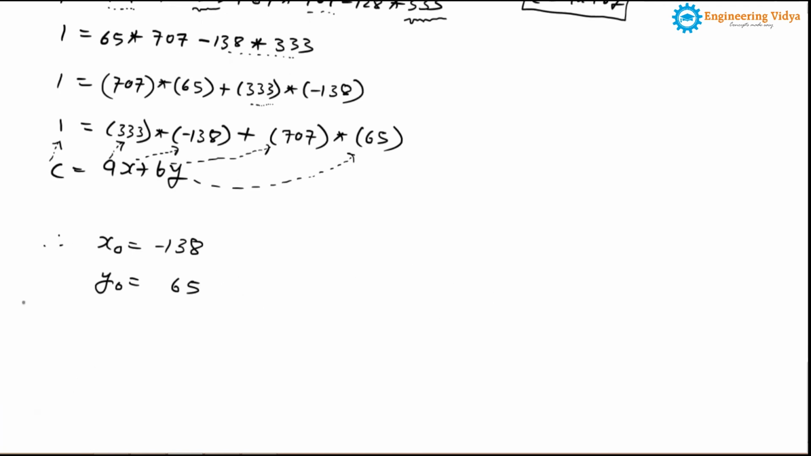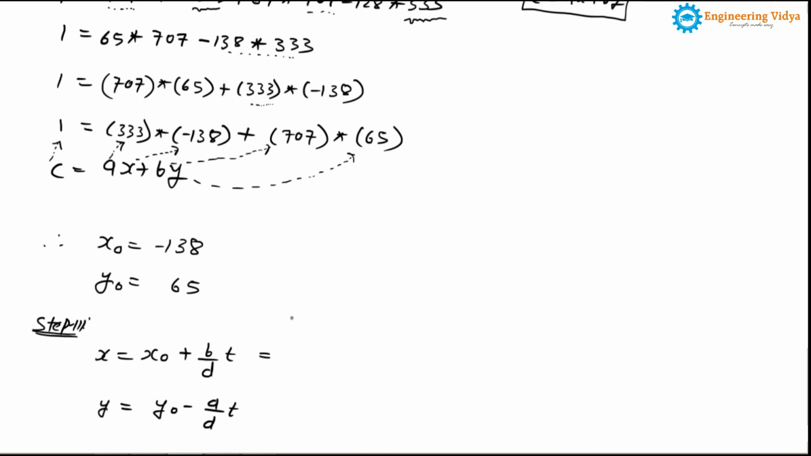So we'll go to step number 3 now. So step number 3, we'll evaluate this. So here x0, the formula is the same: x0 plus b by d into t, and the formula for y is y0 minus a by d into t. So we'll write this here.